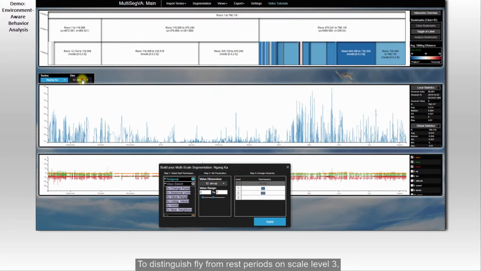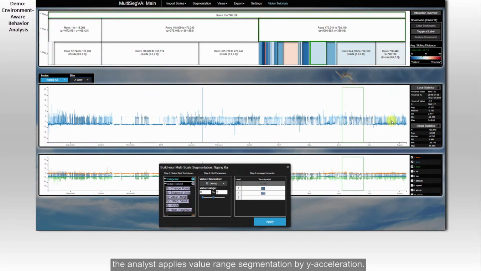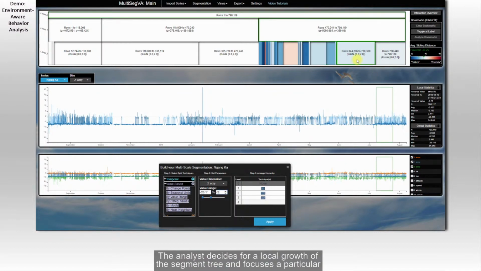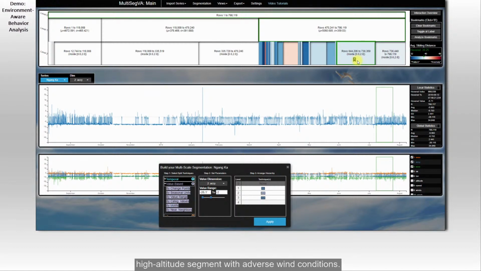To distinguish fly from rest periods on scale level 3, the analyst applies value range segmentation by Y acceleration. The analyst decides for a local growth of the segment tree and focuses a particular high altitude segment with adverse wind conditions. This bookmarking can be also applied automatically.